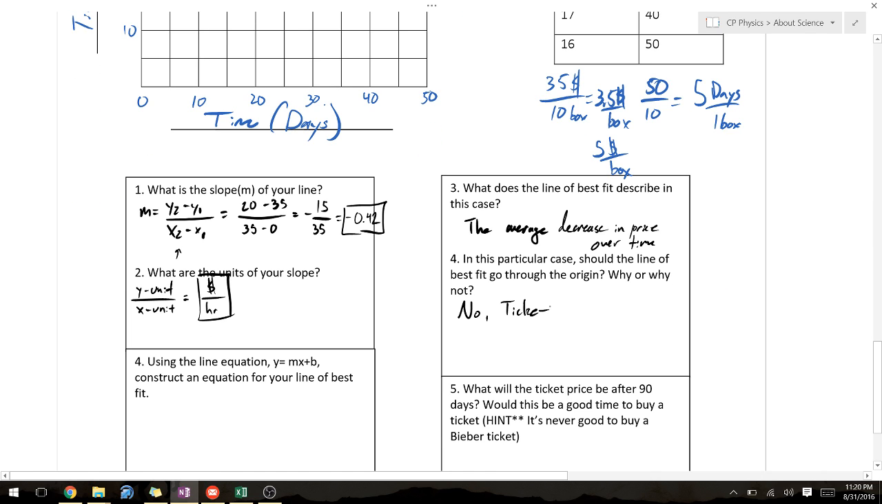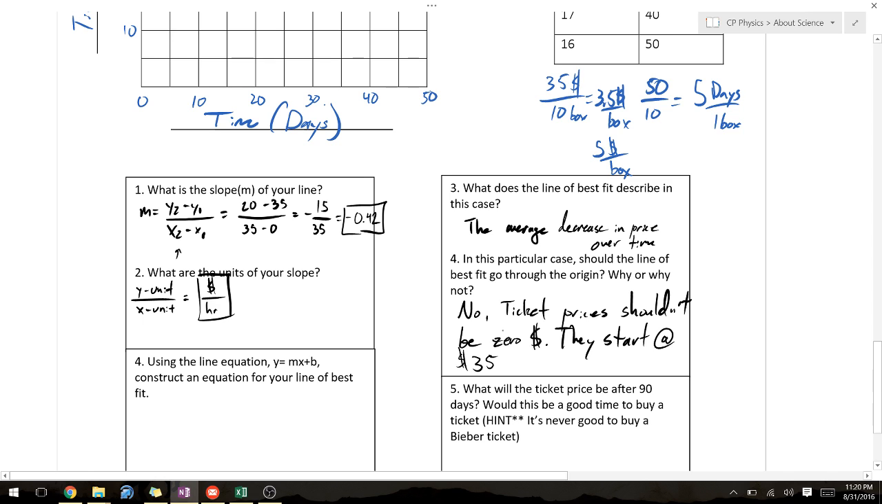ticket prices shouldn't be $0. If they were free, they wouldn't make any money. So they're starting at 35.